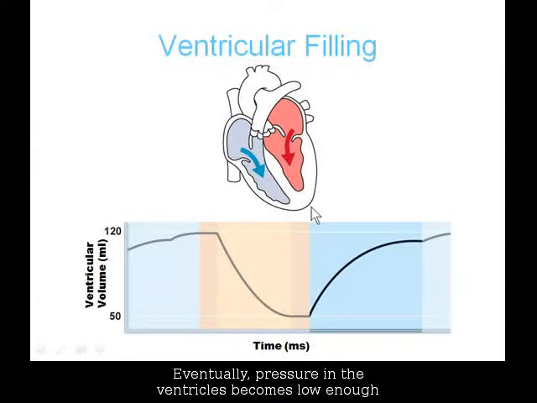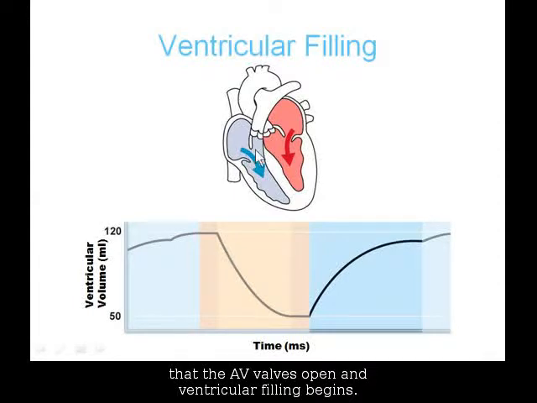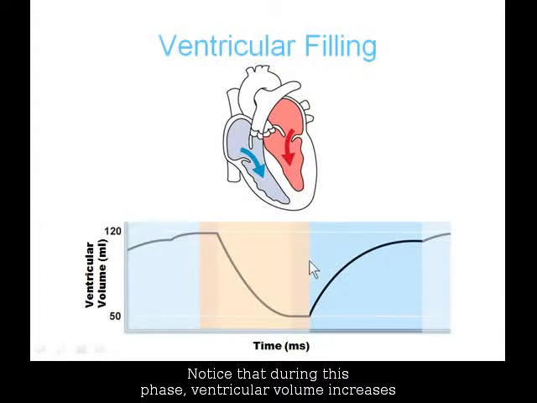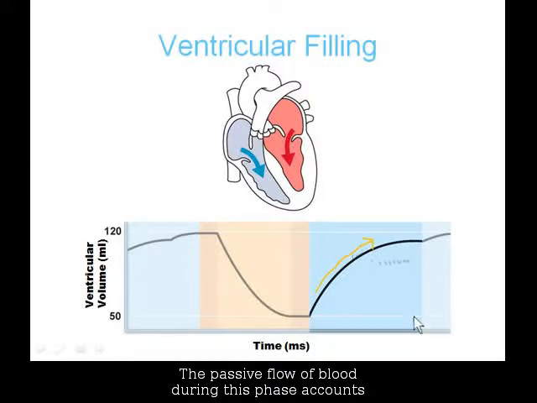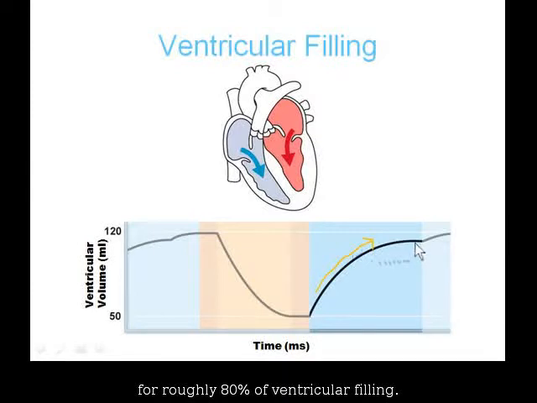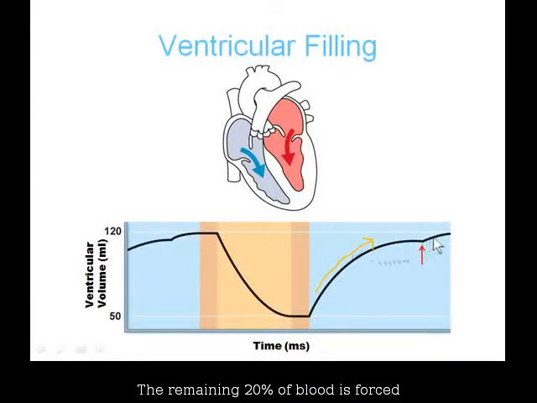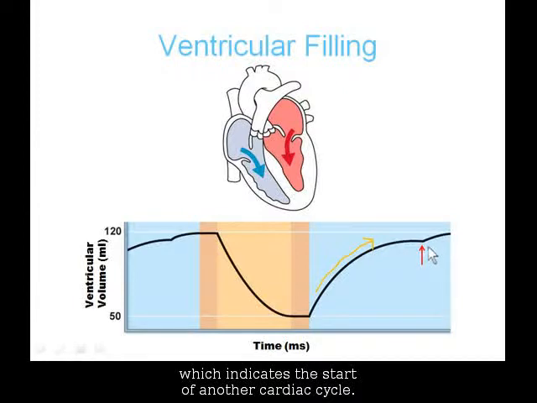Eventually, pressure in the ventricles becomes low enough that the AV valves open and ventricular filling begins. Blood flows passively into the right and left atria, through the AV valves, and into the ventricles. Notice that during this phase, ventricular volume increases over time as the ventricle is filled. The passive flow of blood during this phase accounts for roughly 80% of ventricular filling. The remaining 20% of blood is forced into the ventricles during atrial contraction, which indicates the start of another cardiac cycle.